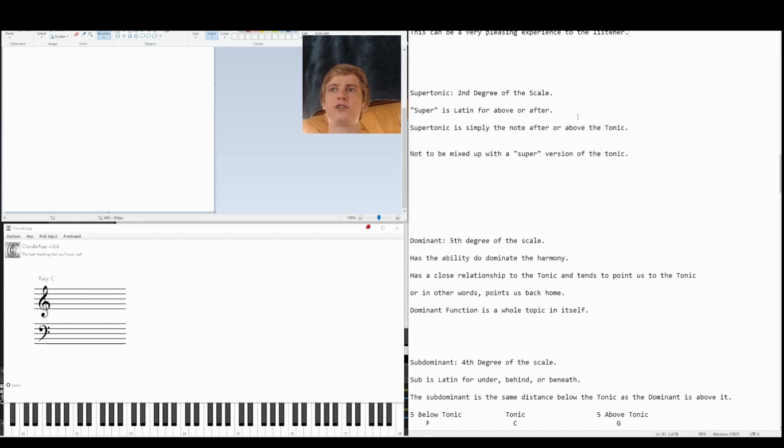Super is actually a Latin word which means above or after. And if we're looking at a scale, if we're looking at a note above this note or a note after the note, that's literally the nature of a supertonic. It's simply the note after or above the tonic.